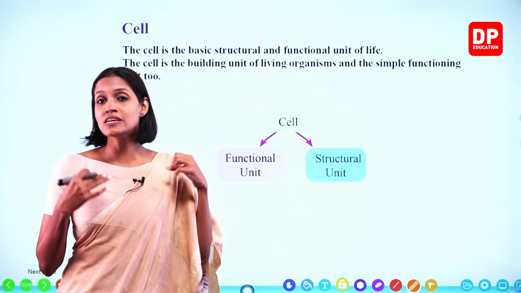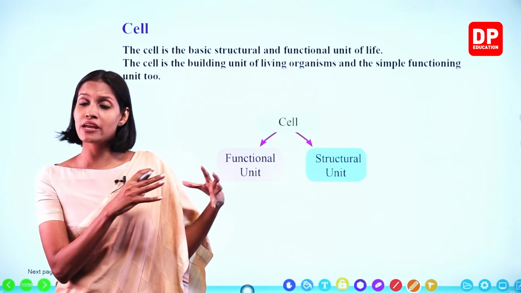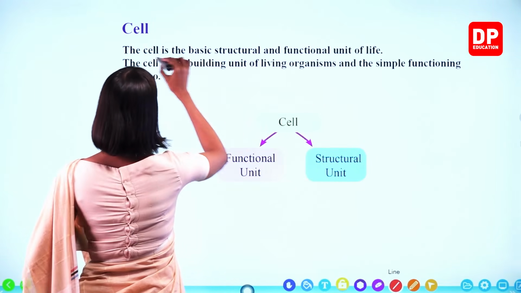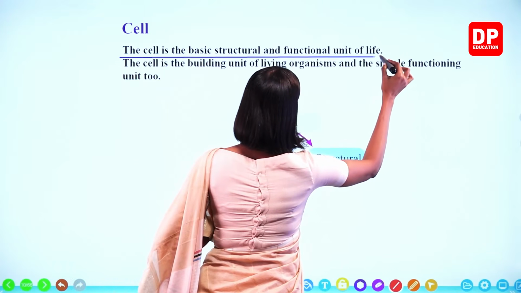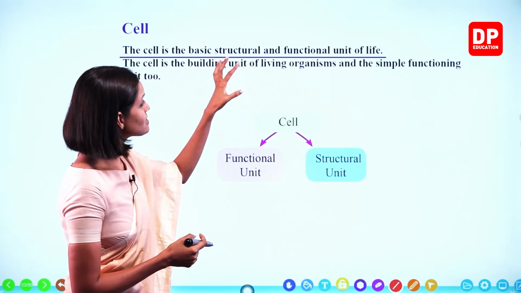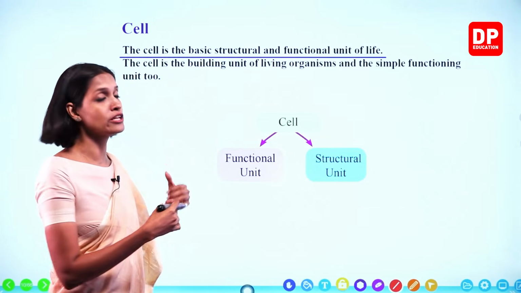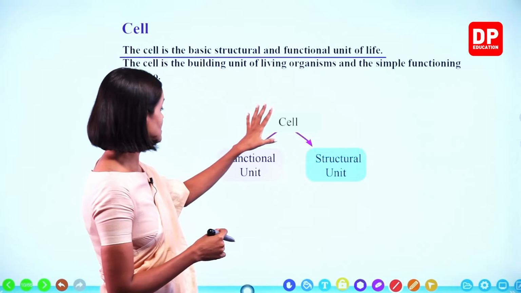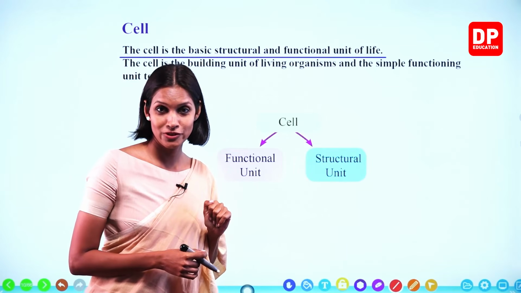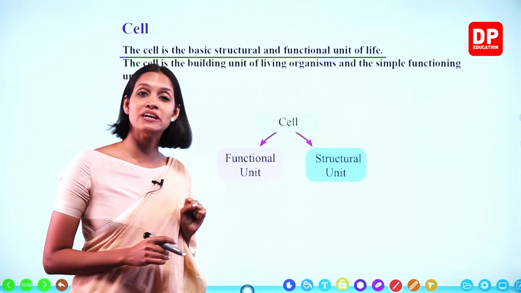What is the smallest structure in the living body or the organism's body that can function on its own as a separate unit? That is also the cell. Therefore, the cell is the basic structural and functional unit of life. Very important. The cell is the building unit of living organisms and the simple functioning unit too. It is microscopic, but it can function on its own. Right, children? Because we learned about cells before, including examples, this part is very clear.